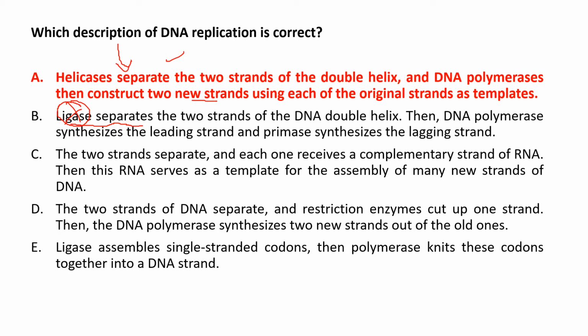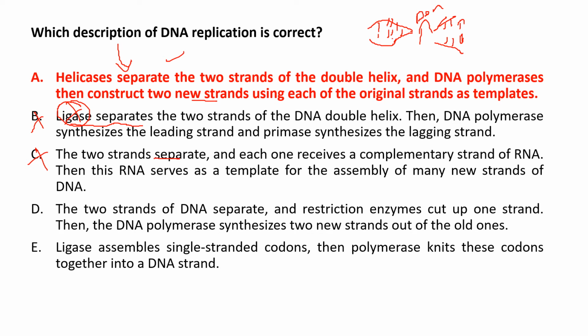Now, the two strands don't separate by themselves. You will have to increase the temperature, if you remember during PCR, to separate them we denatured, so we need to increase the temperature. If you have a DNA molecule that has these hydrogen bonds, to break these hydrogen bonds, you need to increase the temperature, and in that way the DNA separates. So C is wrong, B is wrong.